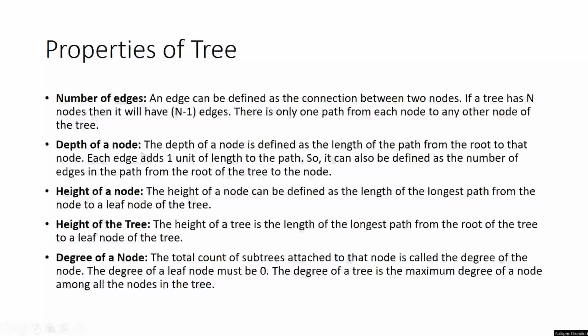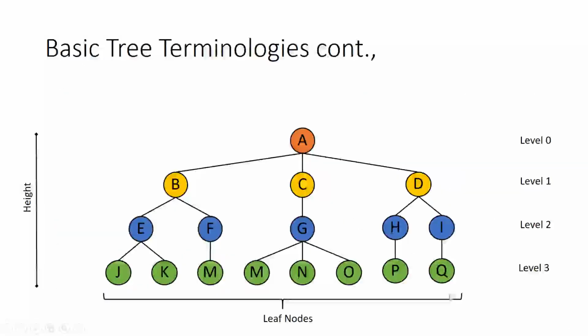The depth of a node is defined as the length of the path from the root to that node. So how many edges there are from the root to that particular node, we call it the depth of the node. For example, if I want to find the depth of F, 1, 2, two edges are there, right? So 2 will be the depth of F.